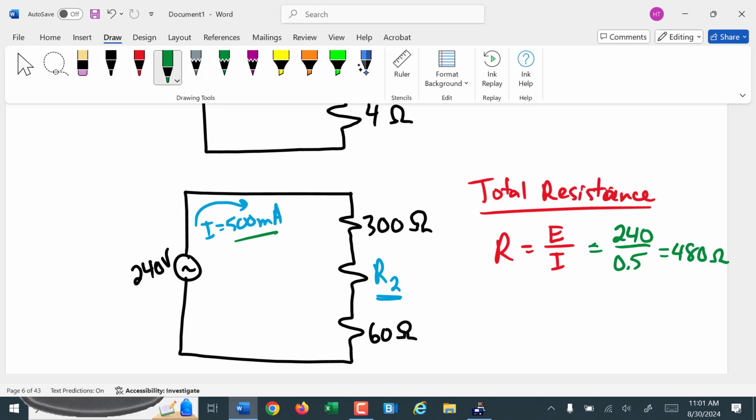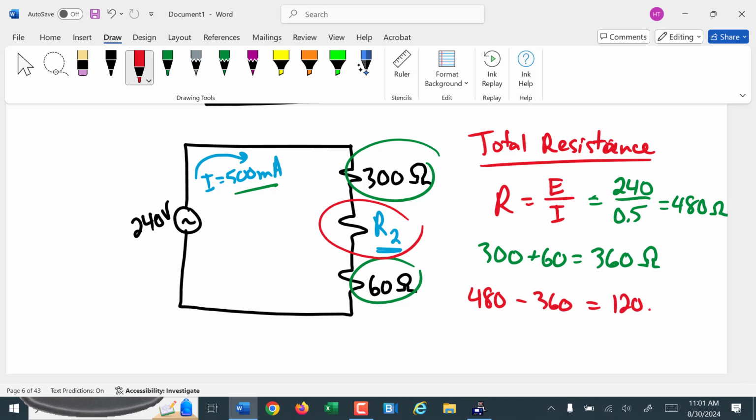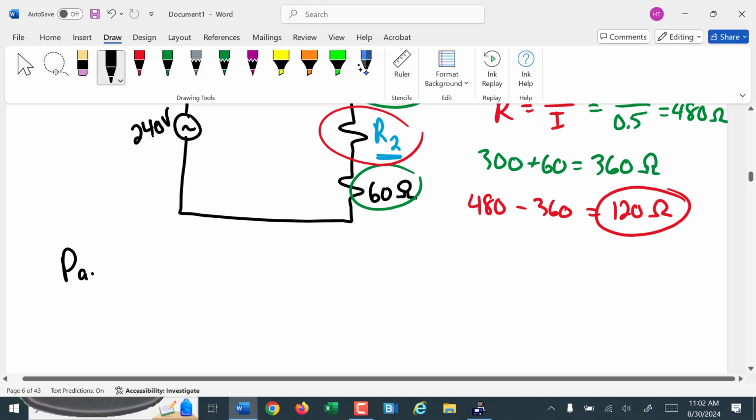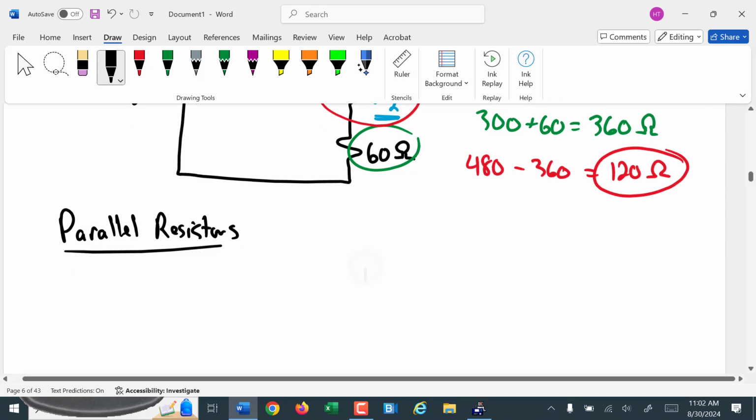So, 240 volts divided by 0.5 amps, 500 milliamps, 0.5 amps gives us 480 total ohms. So now what do these two add up to? You got it. That's 360. There you go. This has to make up the difference. So 480 minus 360. R2 has to be 120 ohms. Questions?